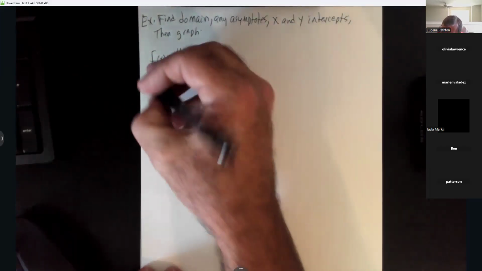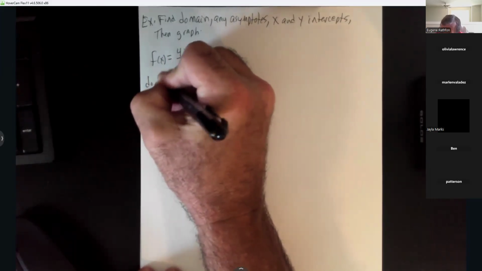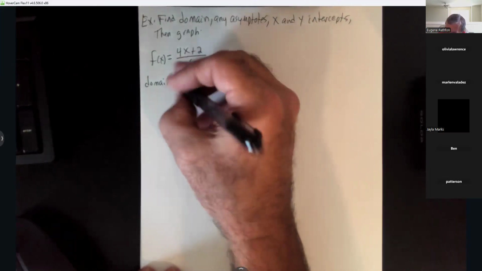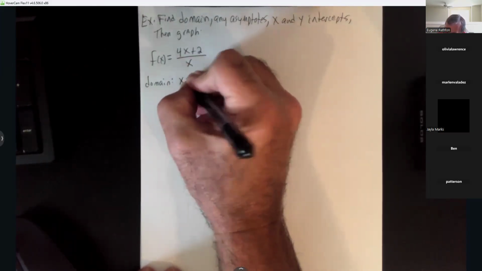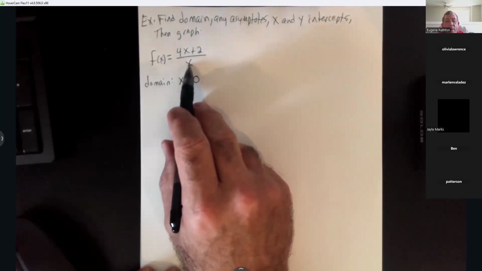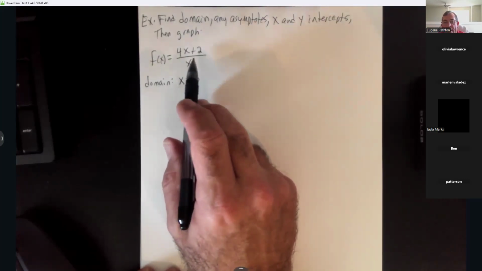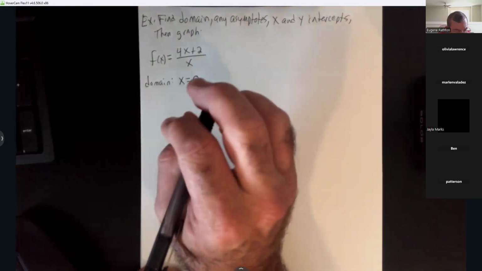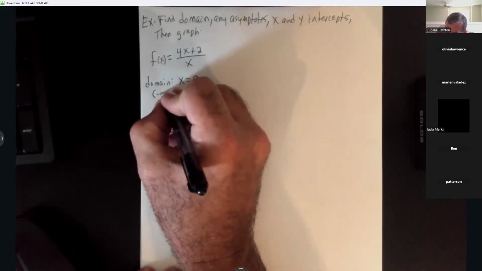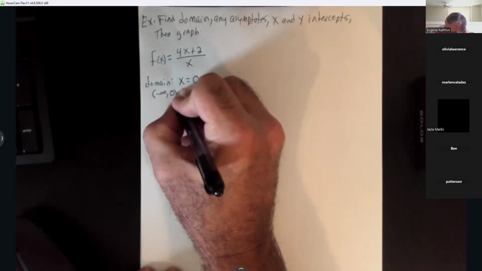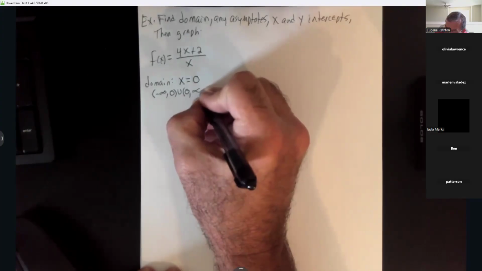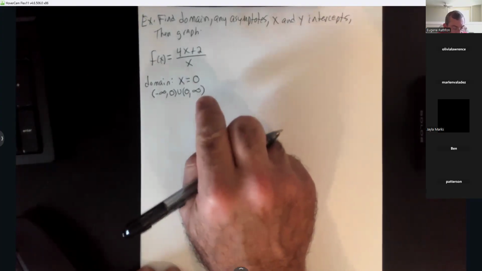For the domain, we know how to do the domain. We're going to set the bottom equal to 0. Well, that's all you can do to that. Set x equal to 0. You don't have anything to do to solve that. So the only number that x cannot be in the denominator is a 0. So interval notation would be negative infinity to 0, union, remember, because we're kicking it out, and then from 0 to positive infinity.